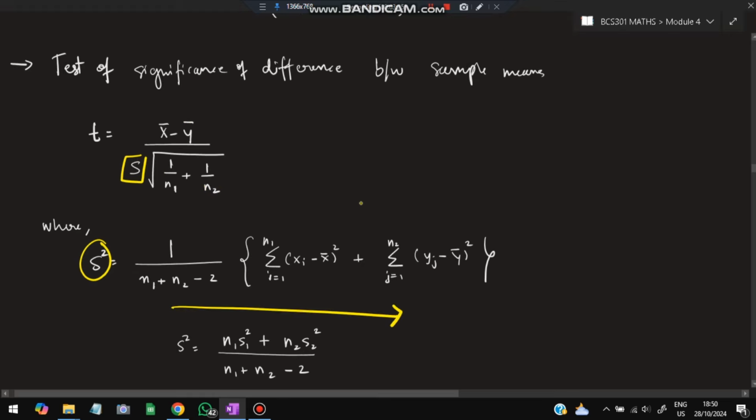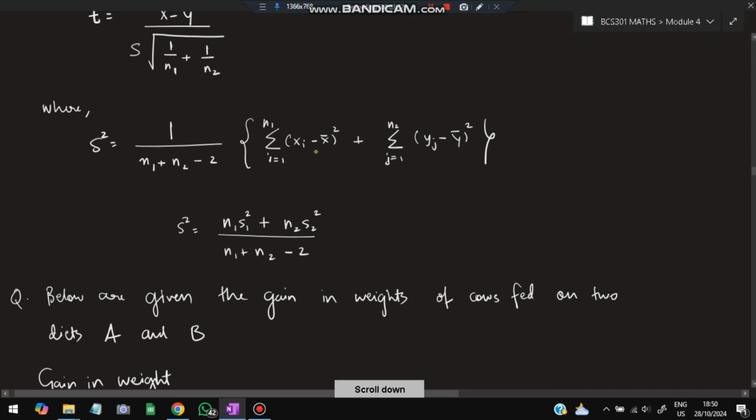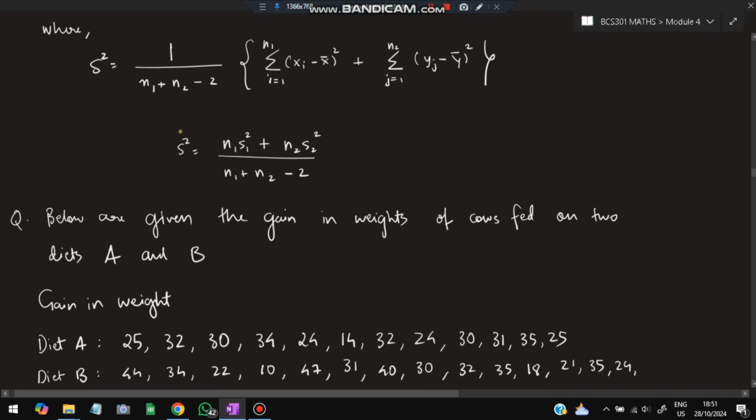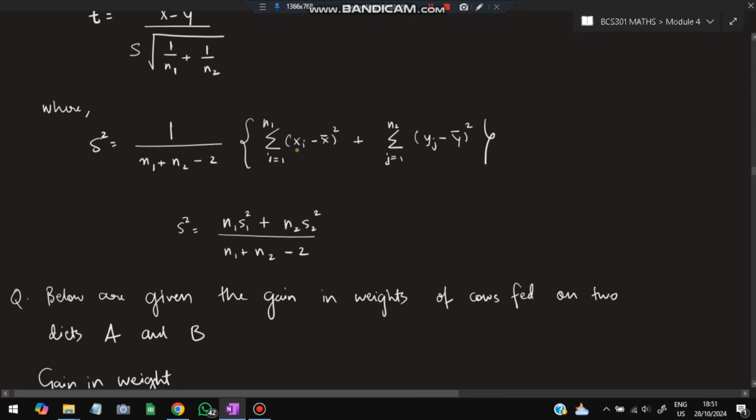First we'll calculate s square, then we'll calculate s, and after that we'll substitute these values to calculate the t value. Also s square depends on what values they have given. If they have given the x and y values, we have to calculate it using this formula. If they directly give s1 and s2 for x and y, you have to use this other formula. I will discuss both of these types of questions. Firstly, we'll discuss this type of question.